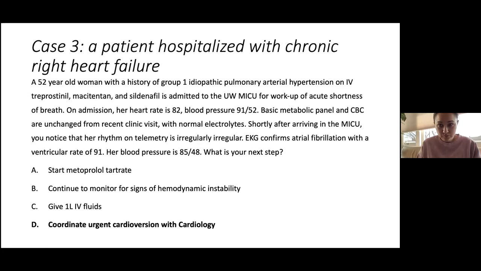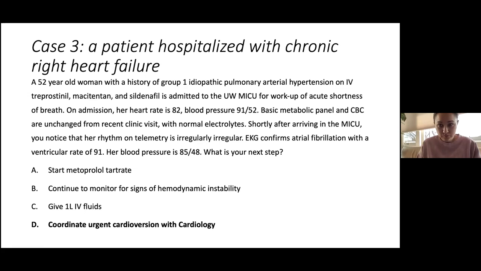So the first answer choice is to start metoprolol tartrate. In someone with atrial fibrillation with elevated rates, AFib with RVR, that might be a good answer choice. You could be concerned that, what if this patient goes into RVR and I want to rate control her? And you're thinking about metoprolol in that scenario.